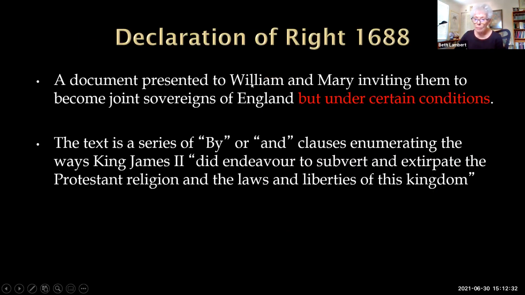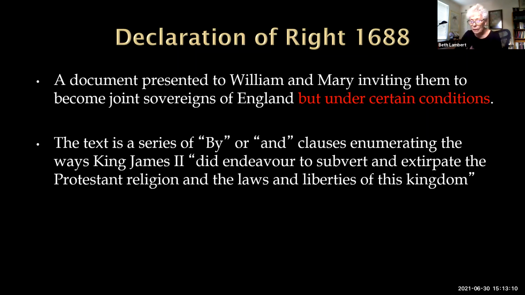The members of Parliament appointed a commission to go to Holland, of all places, because Mary was the daughter of this King Charles I. And I know all these kings are probably driving me crazy, but she could legitimately inherit the monarchy. She was married to William. They invited them to become joint sovereigns of England, but under certain conditions.